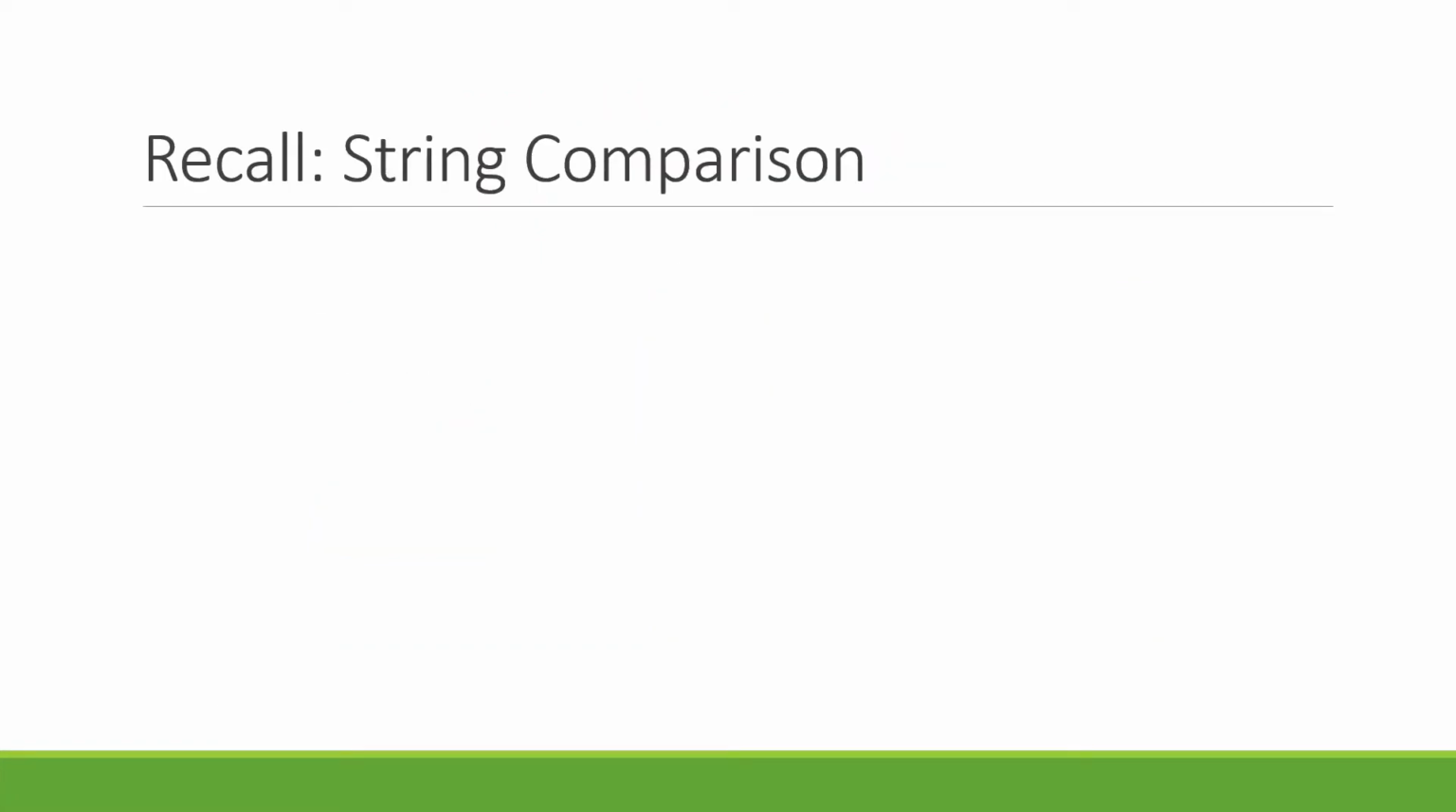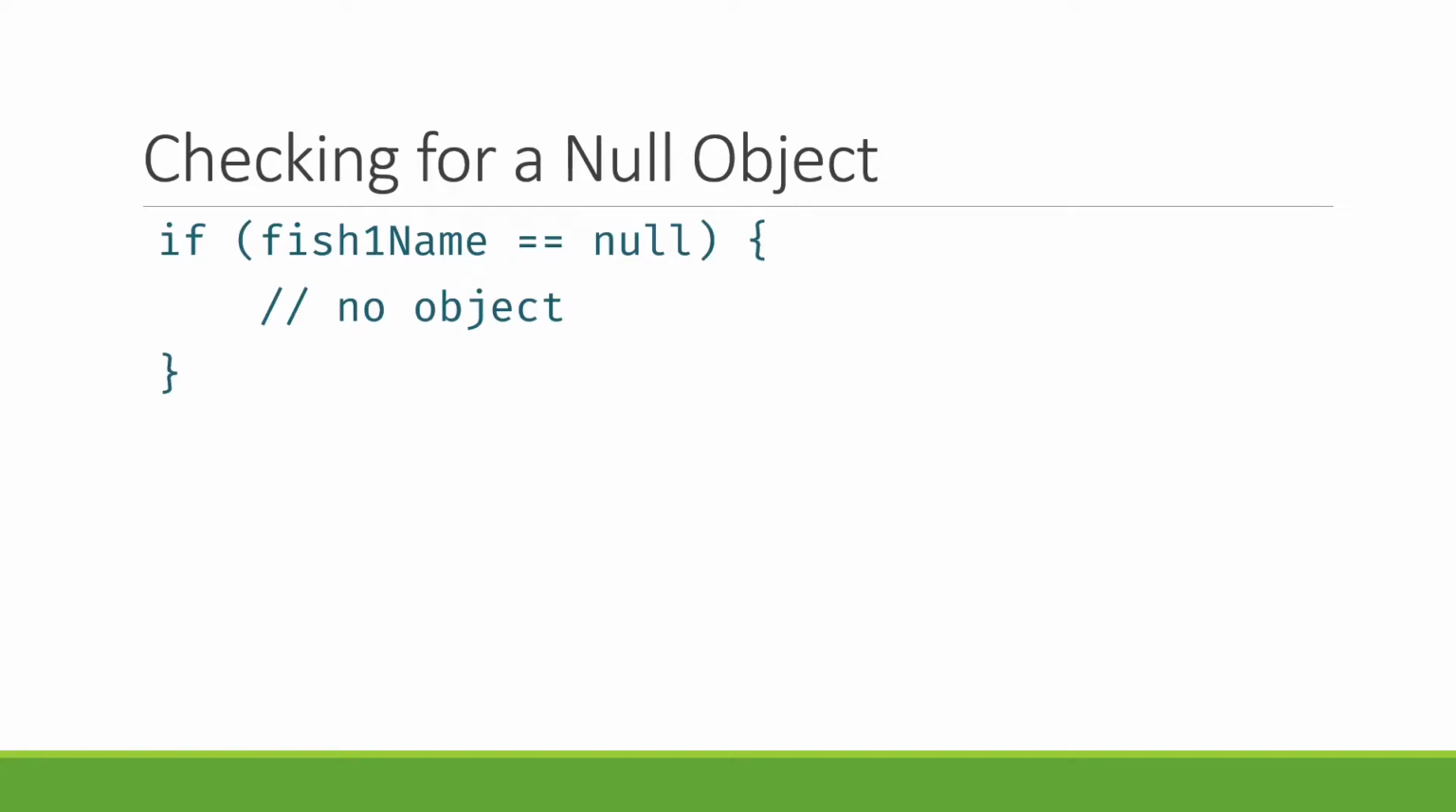Now, how you test for an empty string value and a null object are completely different. To test if a string variable is not pointing to any object, you simply check to see if the variable is pointing to null using the double equals operator. This expression returns true if the message variable contains null, or in other words, if the variable contains no memory address, if it's pointing to nothing.